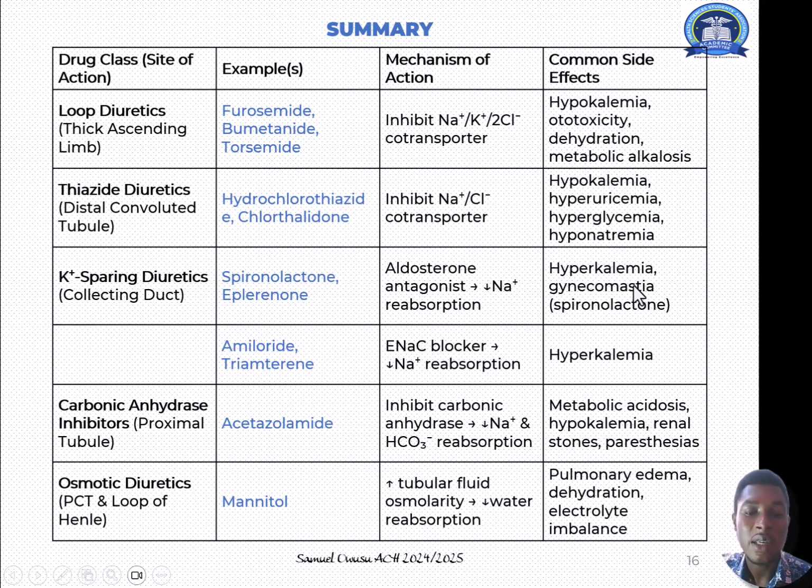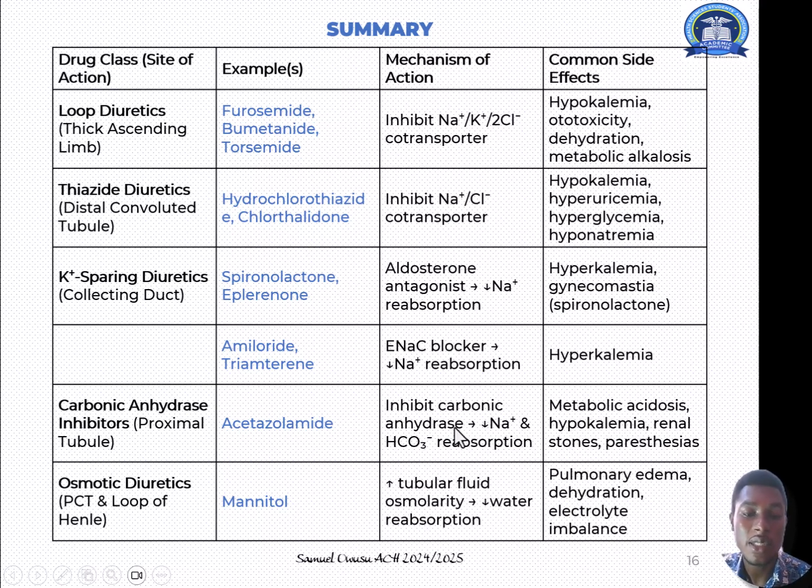Then we have carbonic anhydrase inhibitors. They tend to act on the proximal convoluted tubule, and the prototype is acetazolamide. They inhibit carbonic anhydrase, decrease sodium and bicarbonate reabsorption, which will eventually lead to metabolic acidosis, hypokalemia, and the buildup of stones. And the CNS would respond with tingling sensations called paresthesia.